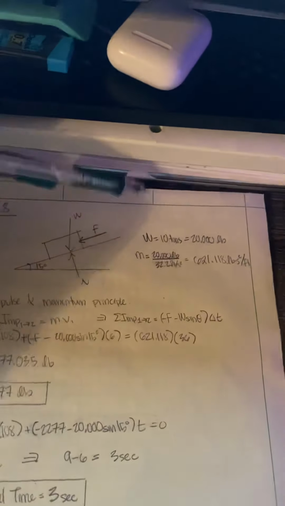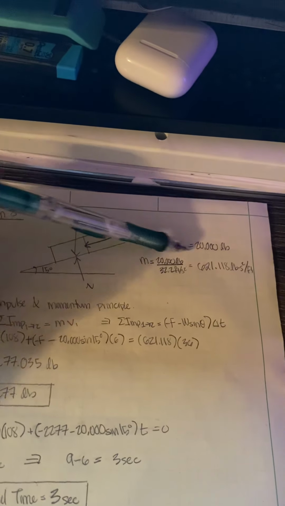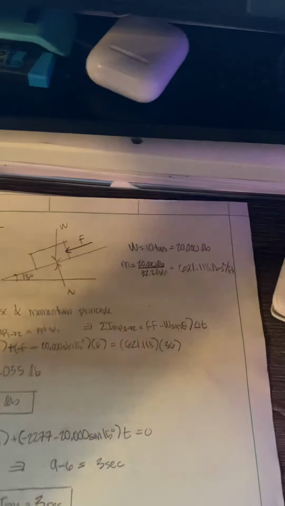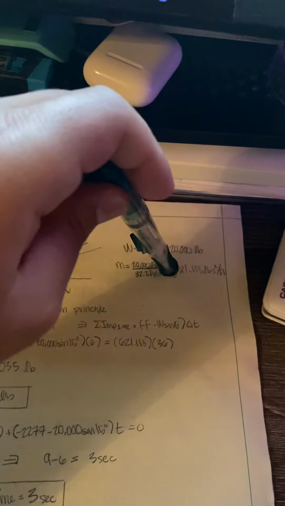All right, so we got our free body diagram here. Well, first we're given the weight of the truck, which is 10 tons, or 20,000 pounds. But we need the mass for the equations that we're going to use. So divided by 32.2, we get 621.118.